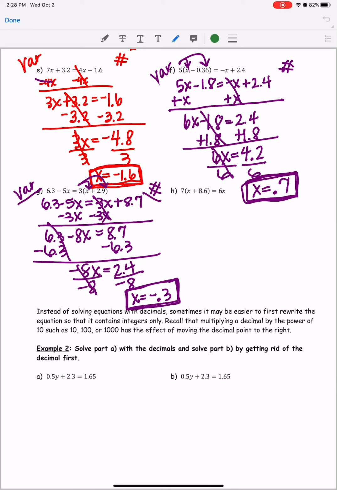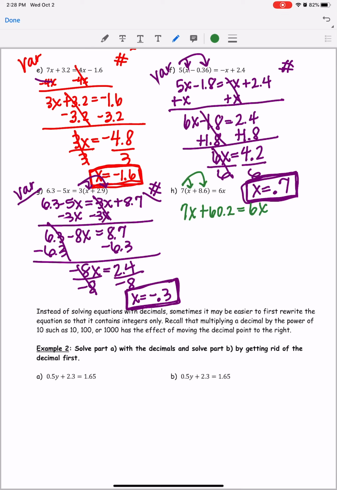All right, and then on H, same thing, we got parentheses, so I need to distribute first. 7 times x is 7x. 7 times 8.6 is 60.2. Bring down your equals 6x.